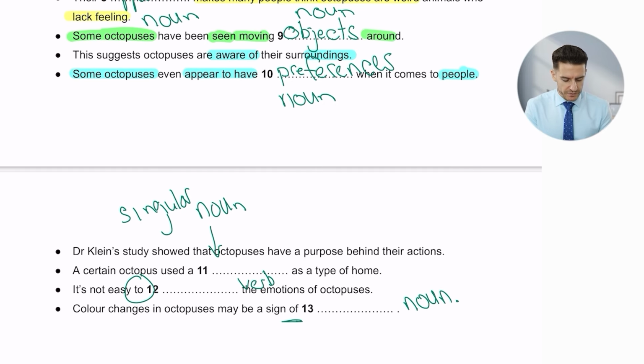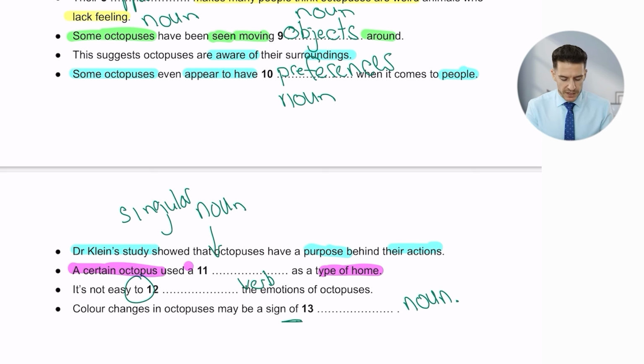Now, the next one talks about a study. Okay, again, we don't need to fill in the blank here, but that's okay. You should always keep that in your mind, that the next thing you should probably see is Dr. Klein's study. And it says that they have a purpose behind their actions. Now, let's keep reading. Look at number 11. A certain octopus. So that's important. It's talking about one octopus only, a certain. Used a something as a type of home. So we're looking for one octopus which used something very specific as a home.